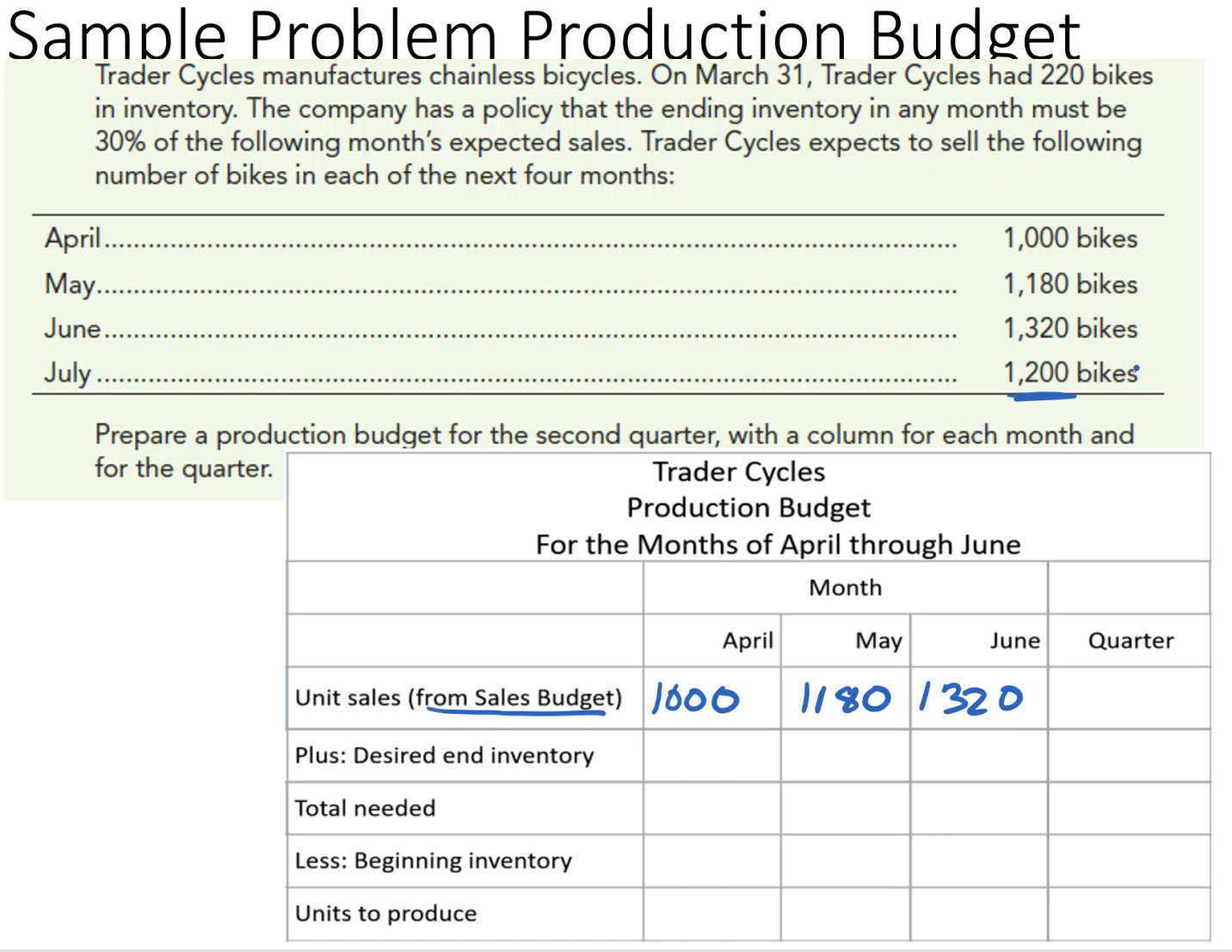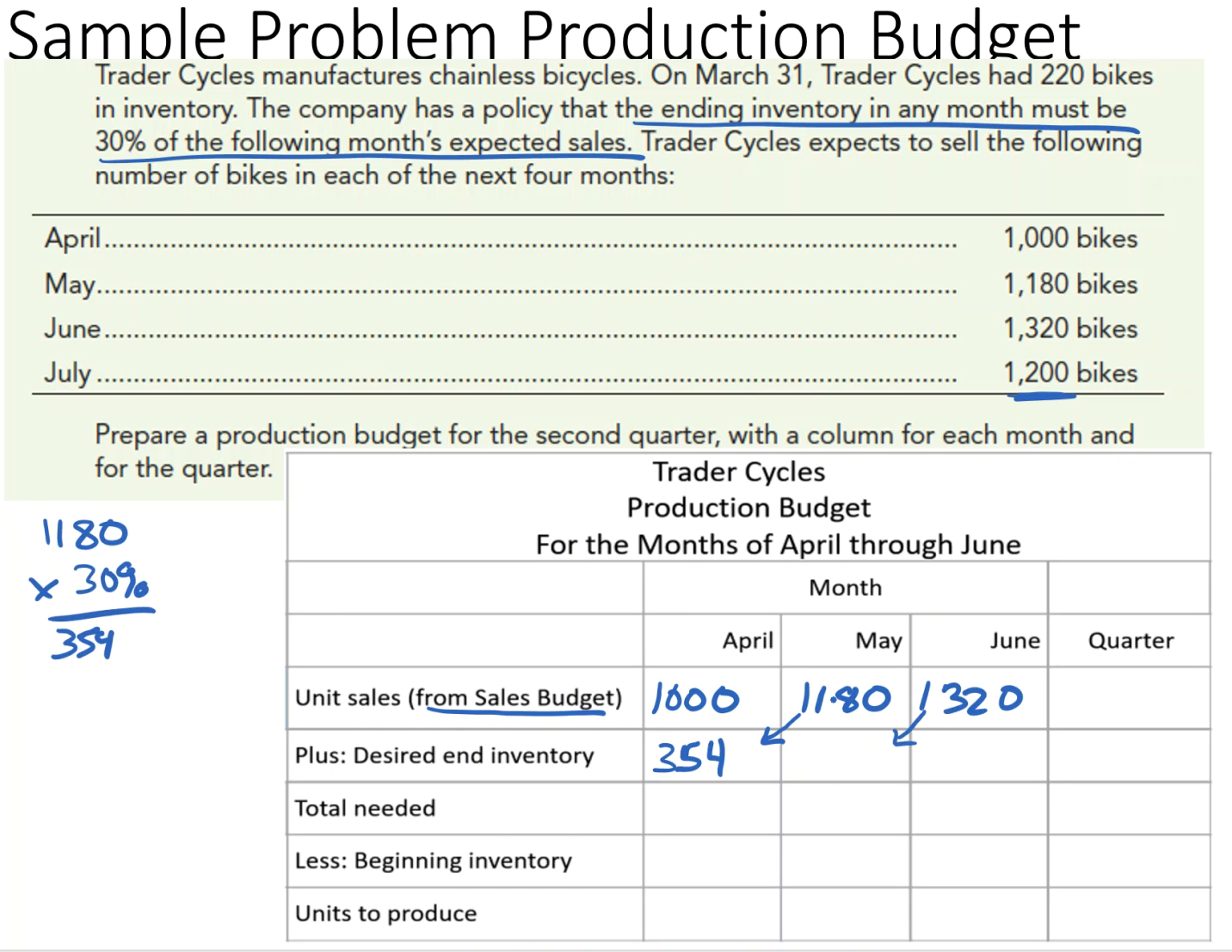And the reason is because the ending inventory in any month must be 30% of the following month's expected sales. So 30% of my May 1180 means that I need 354 units in desired ending inventory. That would be 1180 times 30%, which is 354. Okay, and we would do that for every month.